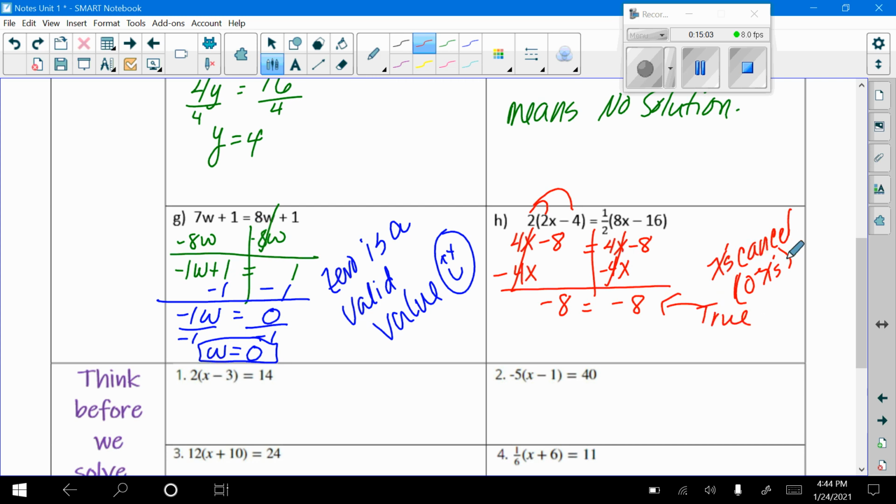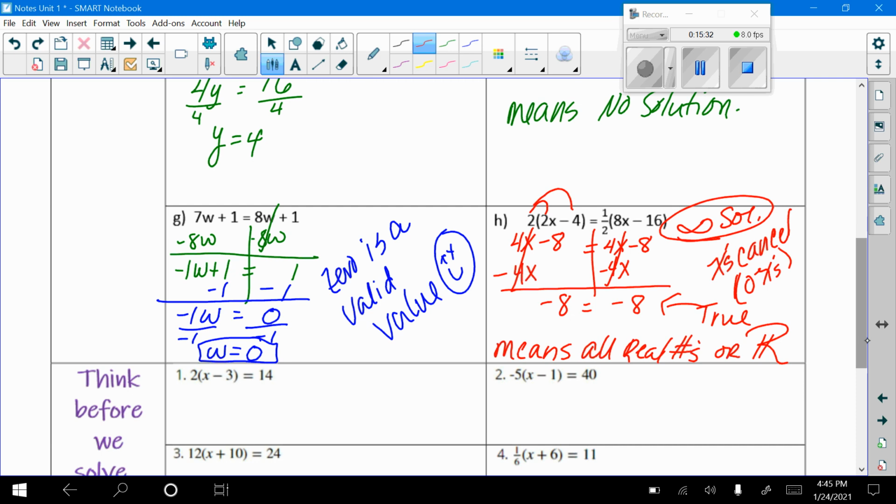So if my x's cancel and it's a true statement, this means all real numbers. It has infinitely many solutions. Okay, so infinite solutions. Another way to say it would be infinite solutions. You can say all real numbers, or you can use the capital fancy R for all real numbers. Those are our three special cases.